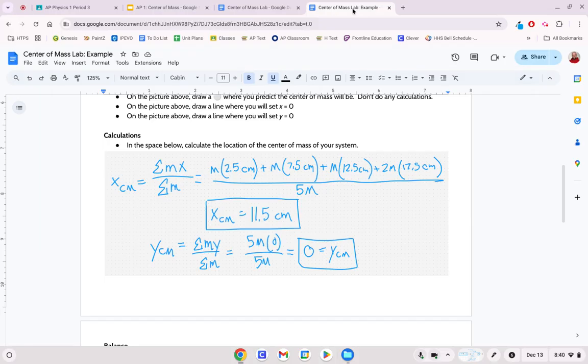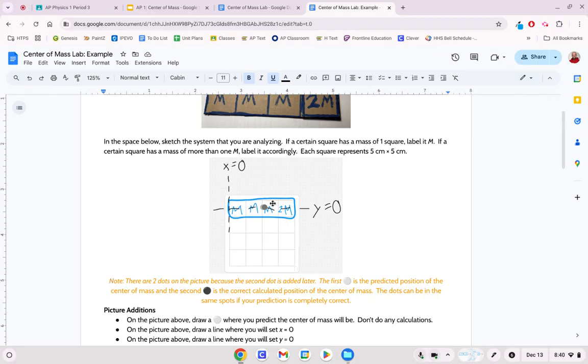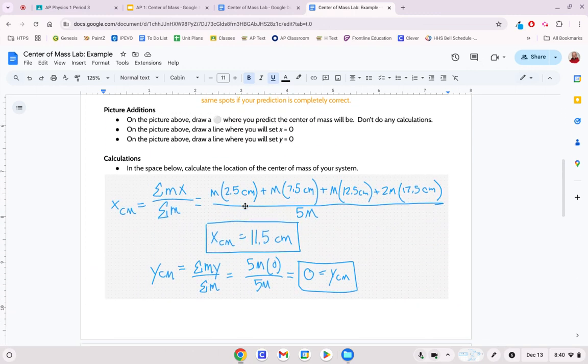Then you'll go through the process and say, oh, the center of mass position must be horizontally at 11.5 centimeters. And for mine, I said, oh, that would be vertically at 0 centimeters, matching with the axes that I drew on this sketch up here.